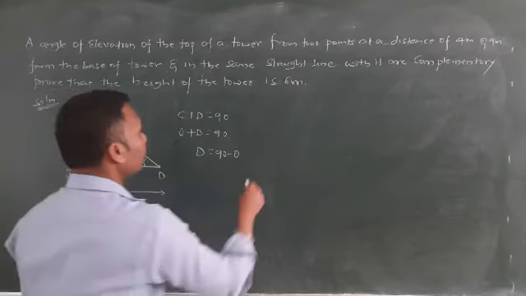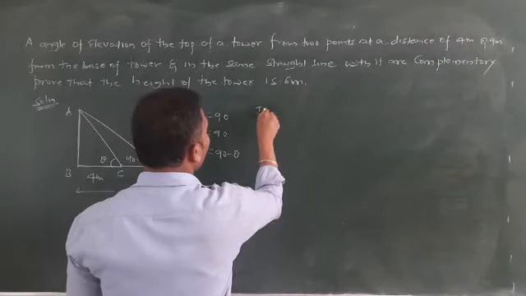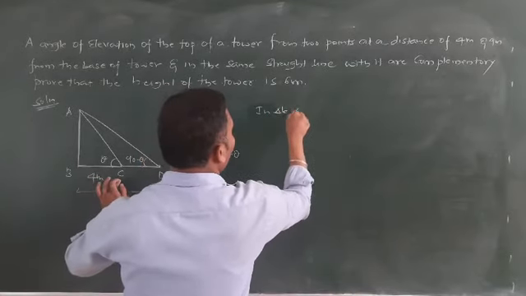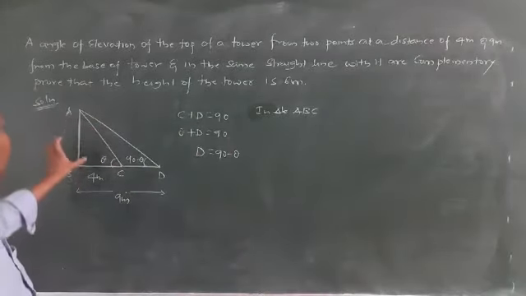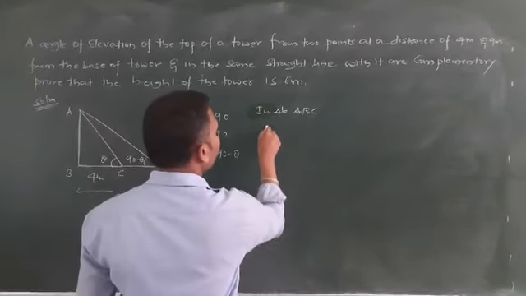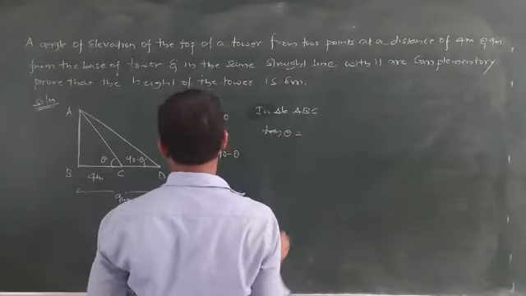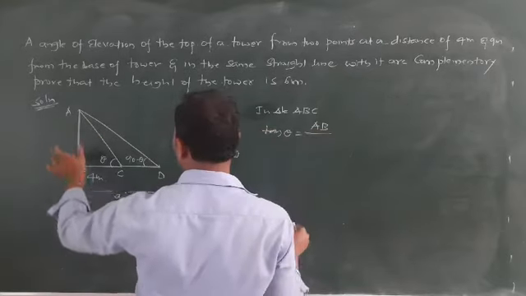So very first of all I'll apply here. In which triangle? In triangle ABC. So I'll apply tan. Tan of theta, how much angle have we taken? Theta. Tan of theta is equal to opposite by base, or you can say adjacent.